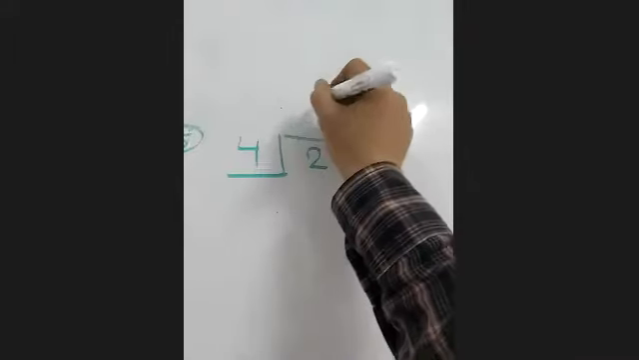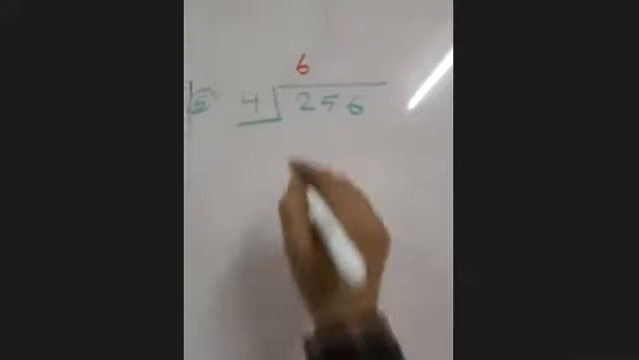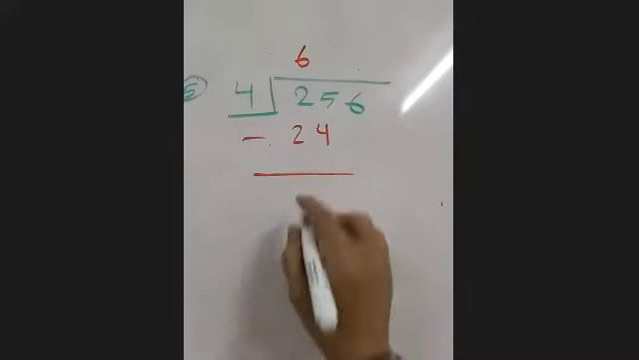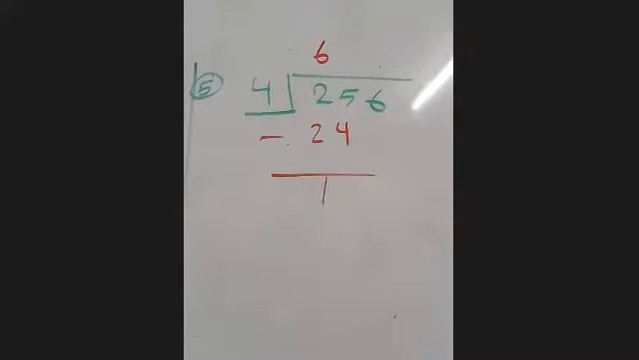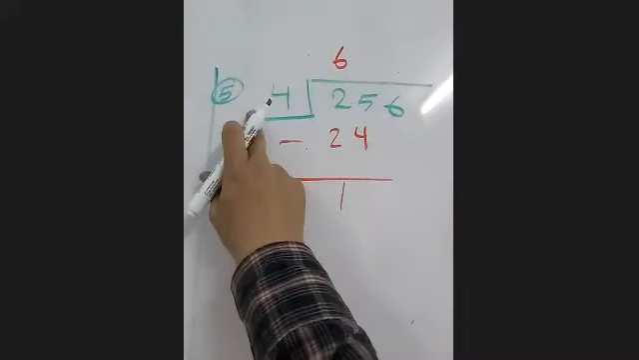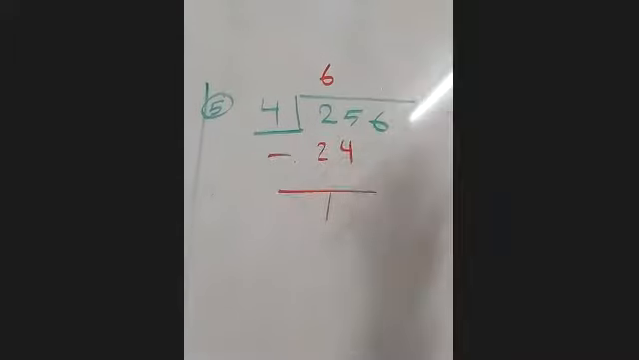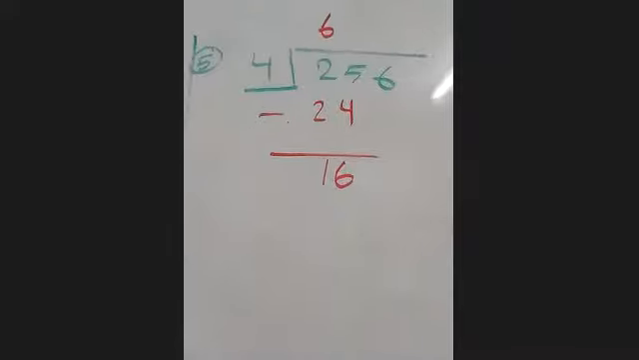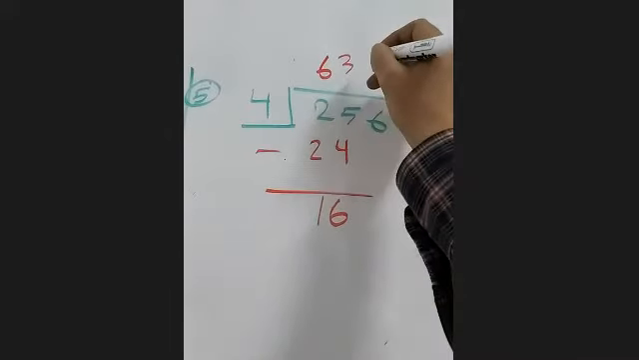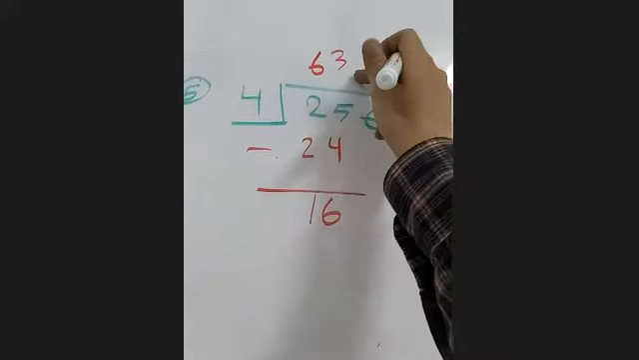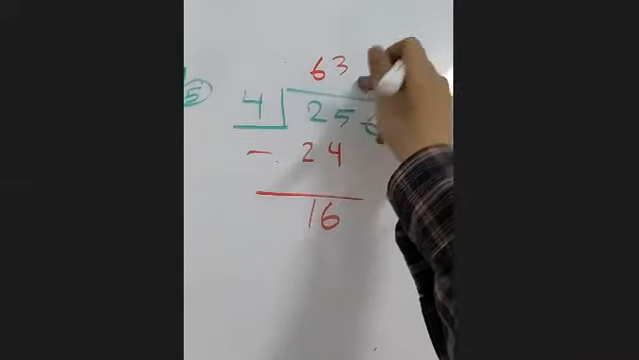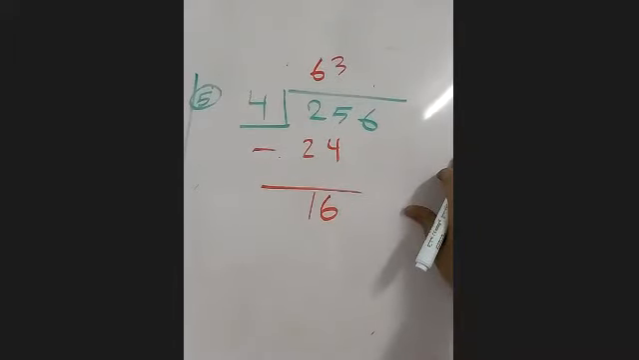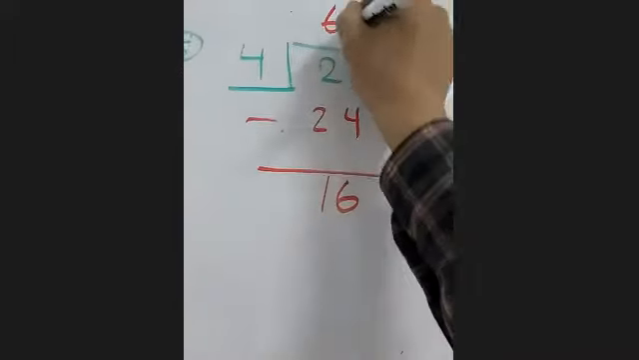Mumtaz, 6 by 4? 24. 25 minus 24 equals 1. We will compare. 1 is less than 4, so my answer is correct. Ahsant, continue. We will bring the 6 down. Then 16. 4 times 4 is 16.